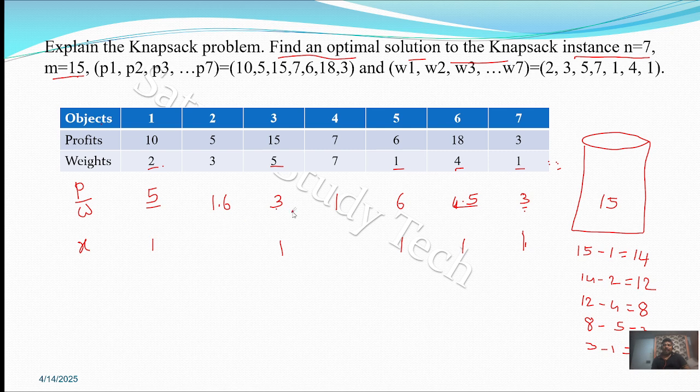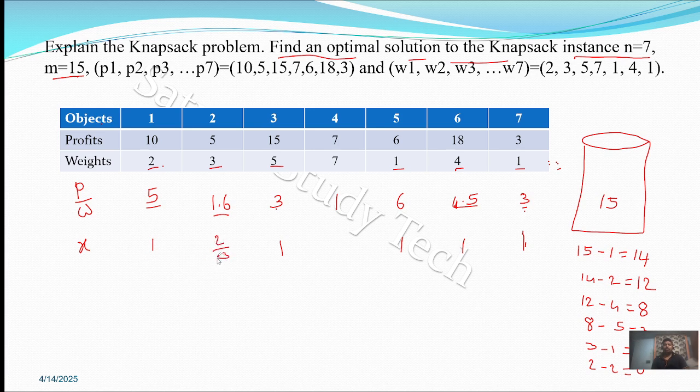Now here the next maximum profit is 1.6, but the weight is 3, and the remaining capacity is 2. So is 3 less than or equal to 2? The condition fails. So you can take the fractions also. You can take the fractions. So out of 3, you can take only 2, because the remaining bag capacity is only 2. So 2 minus 2, the remaining capacity of the bag is 0. So you can take only 2 by 3 part. Here you can take 2 kgs out of 3.